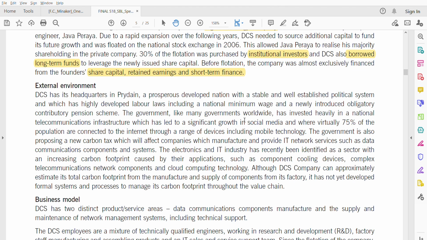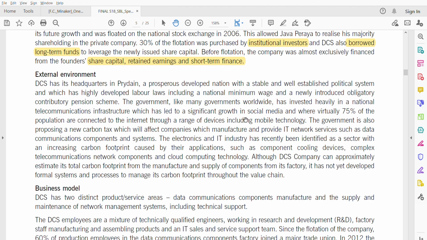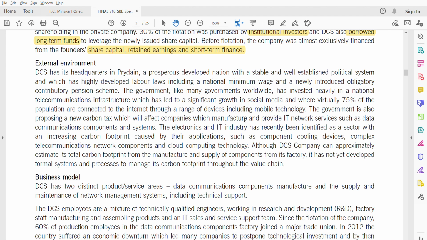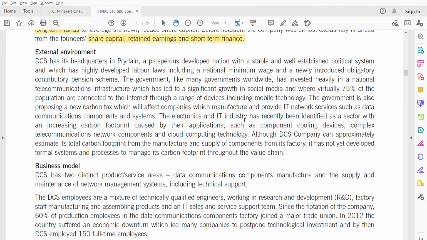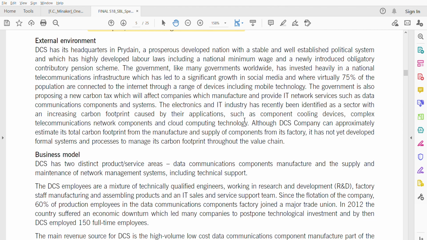Okay, now let's go to the external environment. Very important because they asked a question to analyze. So DCS has its headquarters in Trident. Now you see this kind of information is not very important. Its headquarters in Trident, a prosperous, developed nation with a stable and well-established political system, and which has highly developed labor laws, including a national minimum wage and a newly introduced obligatory contributory pension scheme.